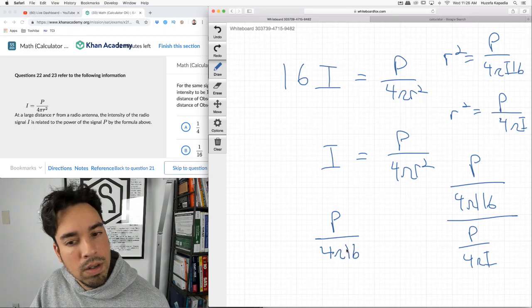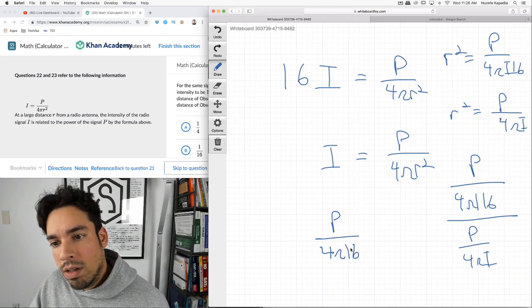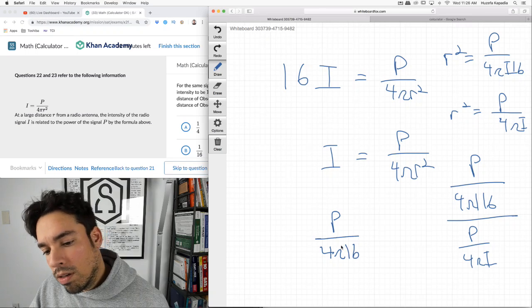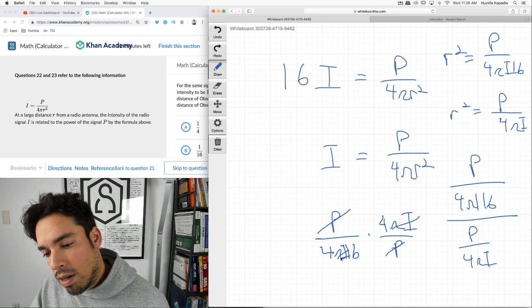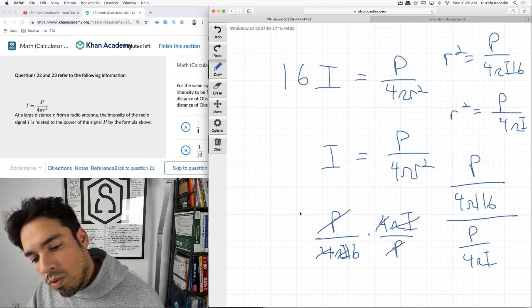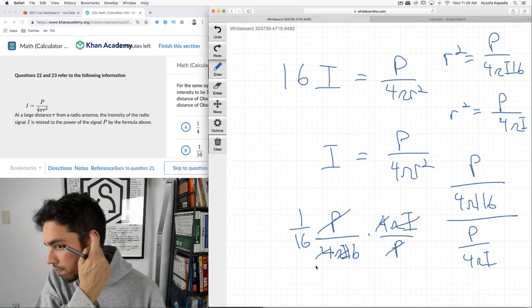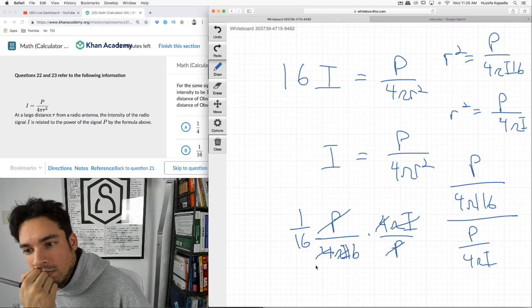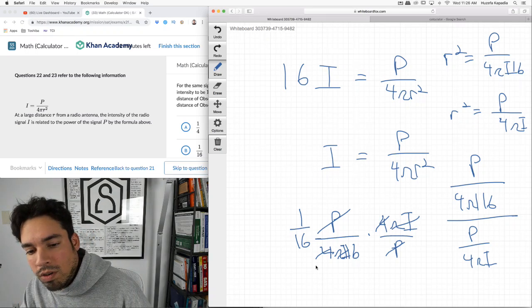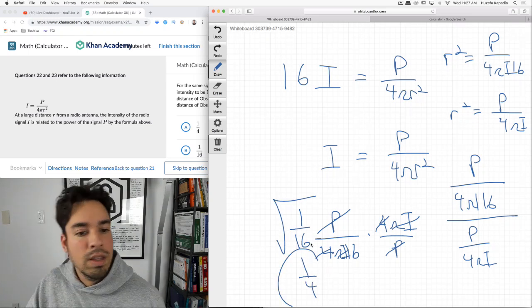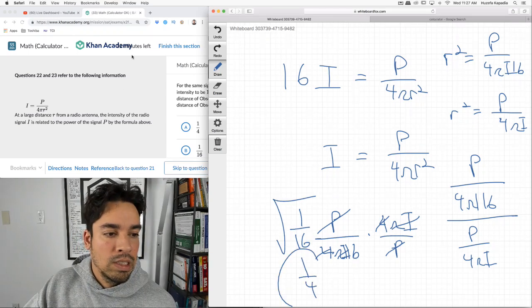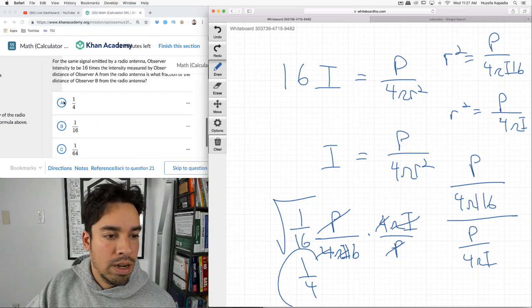16 times 4 pi for p. That goes away, that goes away. Pi, so it's 1 over 16. That's r squared over r squared. And we want the rate, so we have to take the square root of this, which is 1/4. I think it's 1/4. Oof, I think that's right.